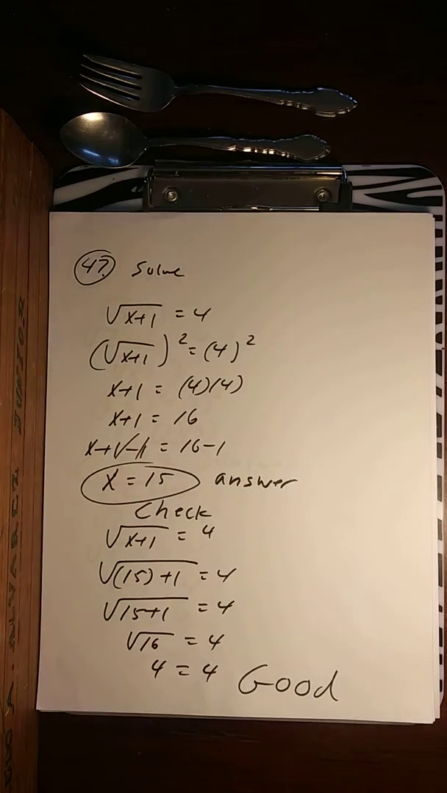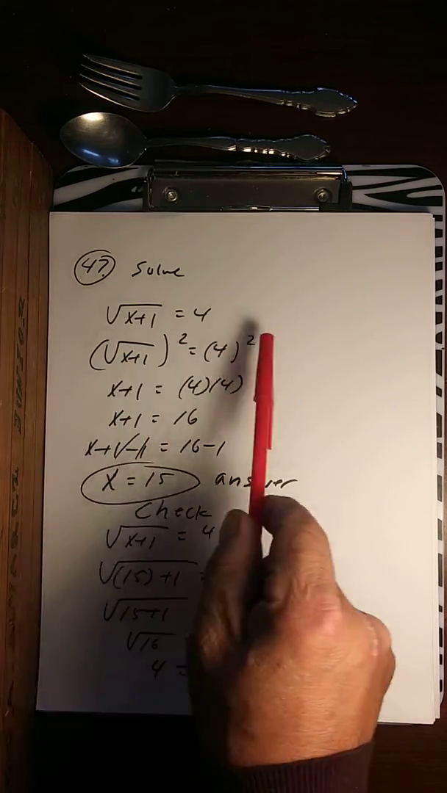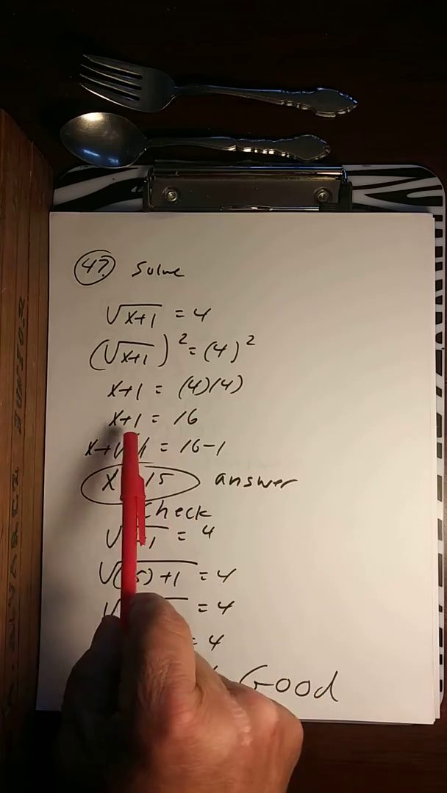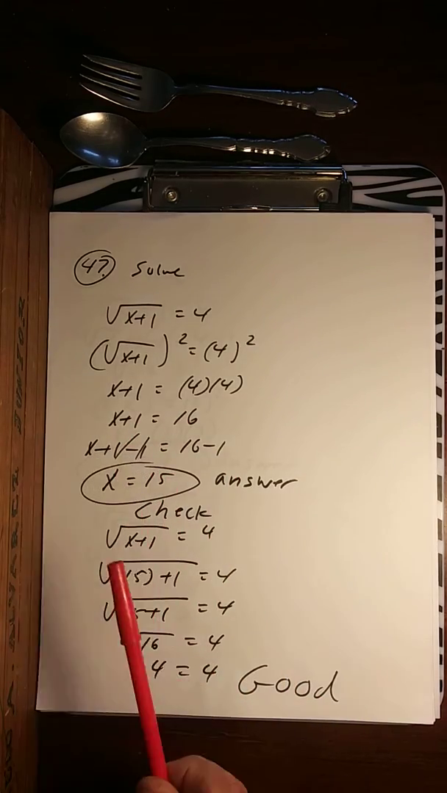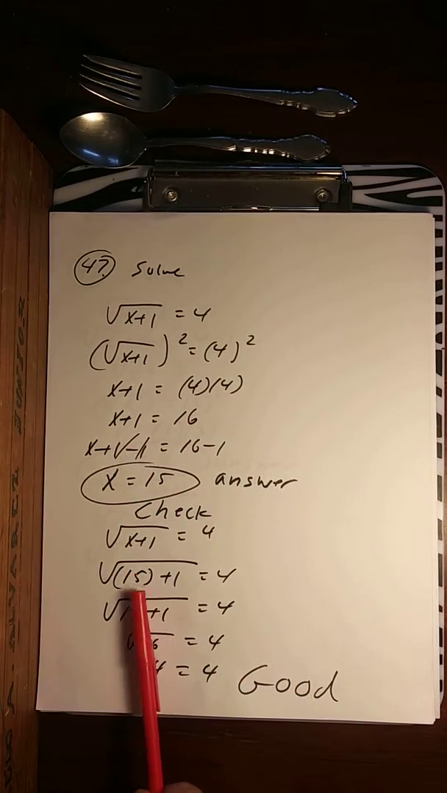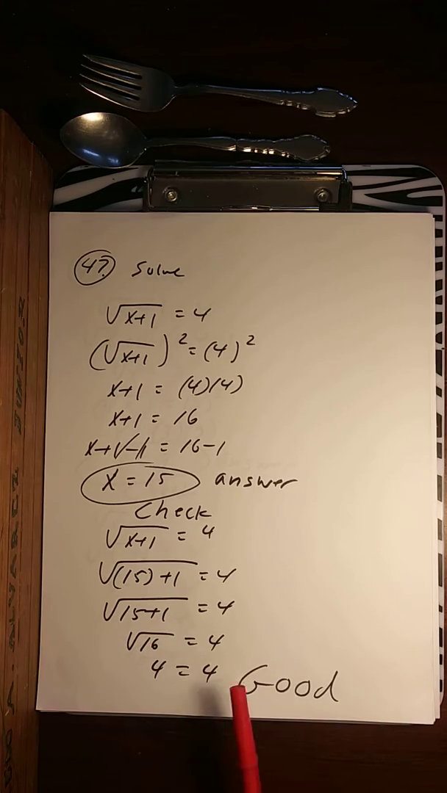3 answers. This one, square both sides. So that's going to give you x plus 1 equals 4 times 4, which is 16. So now minus 1, so x is 15. Check it. Put 15 in there. 15 plus 1 is 16. The square root of 16 is 4. Does it match? Yes, it's good.